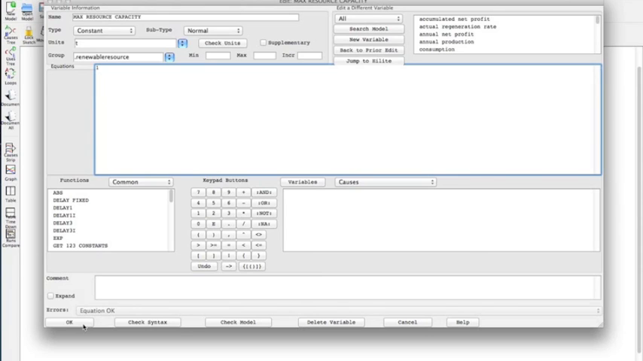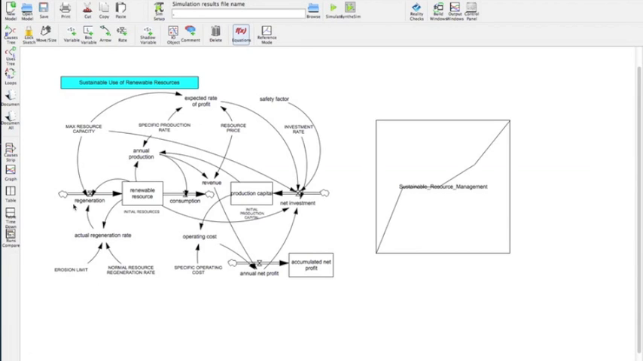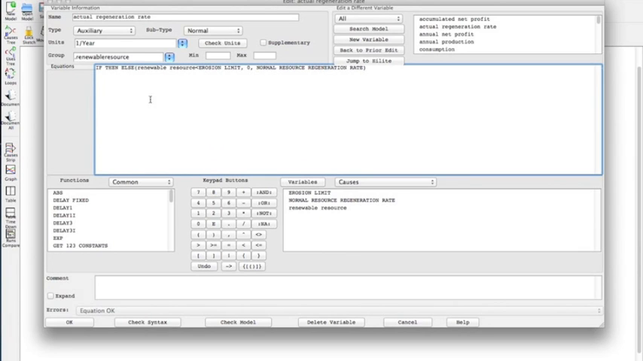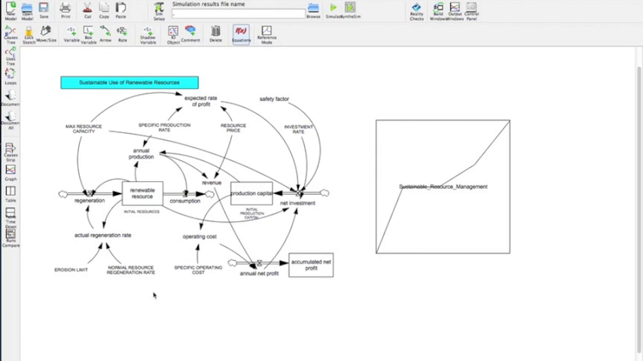So if you think about wood as a renewable resource, this could be in a forest. This could be the maximum amount of wood at any given time in that reserve, but it's a renewable reserve rather than a non-renewable one. So that's a difference with the case for oil and coal that we saw before. Another variable that comes into the regeneration is the regeneration rate. And the regeneration rate, we'll see here, is driven by an erosion limit and a normal resource regeneration rate. Let me take a look at those first.